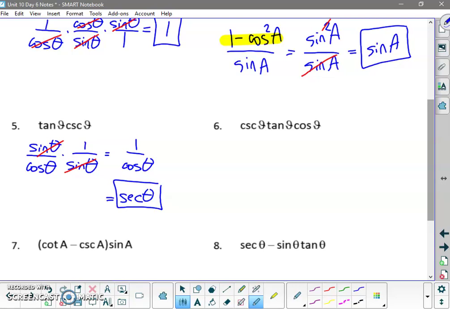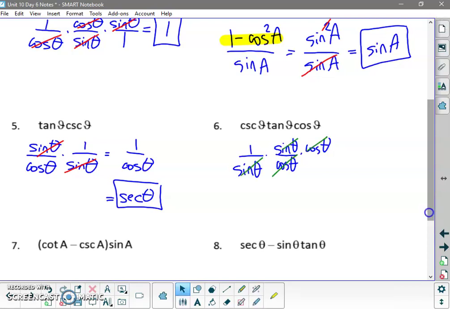All right, number 6, cosecant, 1 over sine. Tangent is going to be sine theta over cosine theta, and cosine theta just stays. So, like the one we just saw up above, sine thetas cancel out, cosine thetas cancel out, everything cancels out, so we're just left with 1.